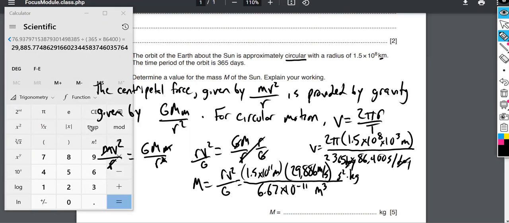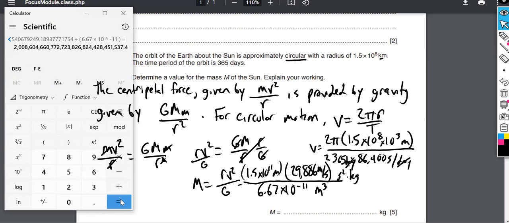I still have the velocity in my calculator over here. So I'm going to square it. I'm going to multiply it by the radius of Earth's orbit, 1.5 times 10 raised to the 11. And finally divide it by capital G, 6.67 times 10 to the negative 11.